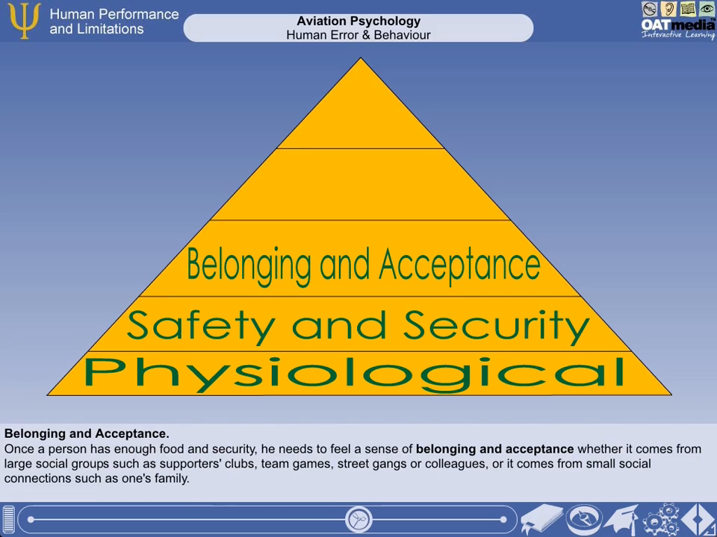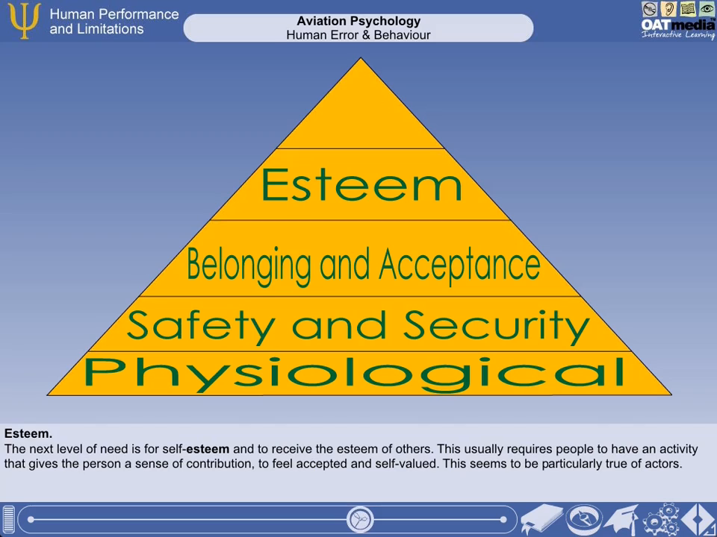Once a person has enough food and security, he needs to feel a sense of belonging and acceptance, whether it comes from large social groups such as supporters clubs, team games, street gangs or colleagues, or it comes from small social connections such as one's family. The next level of need is for self-esteem and to receive the esteem of others. This usually requires people to have an activity that gives the person a sense of contribution, to feel accepted and self-valued. This seems to be particularly true of actors.